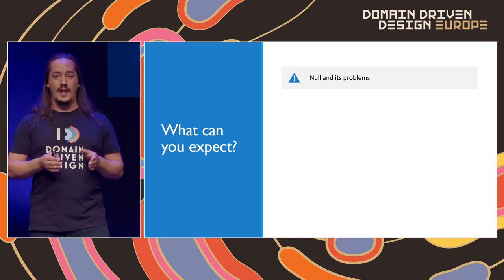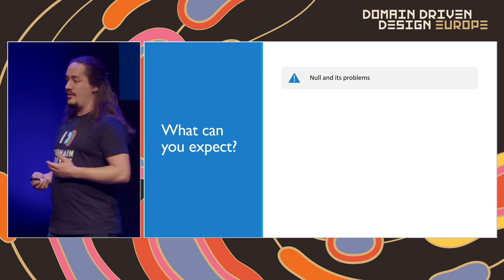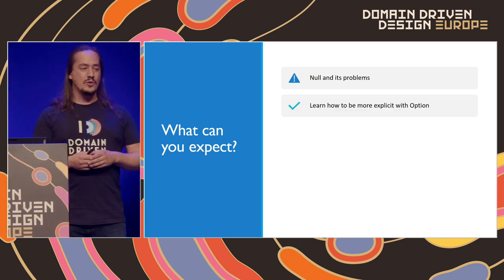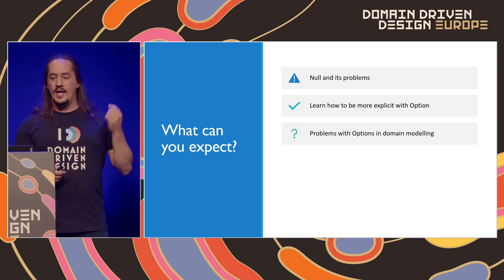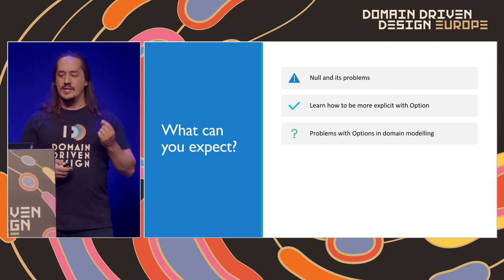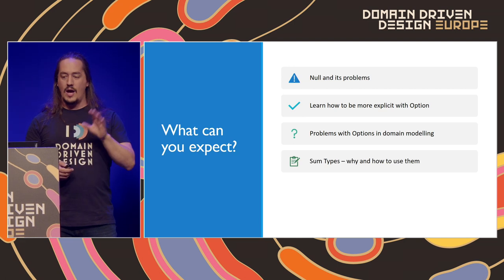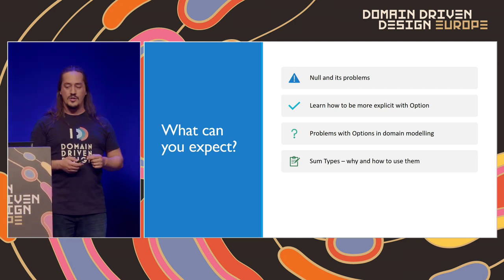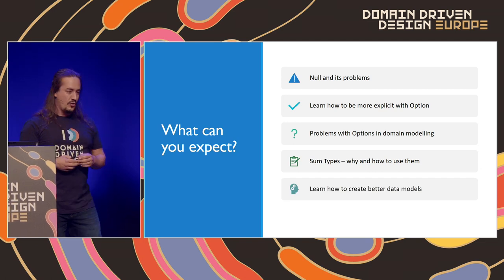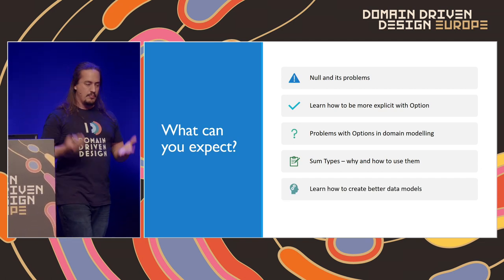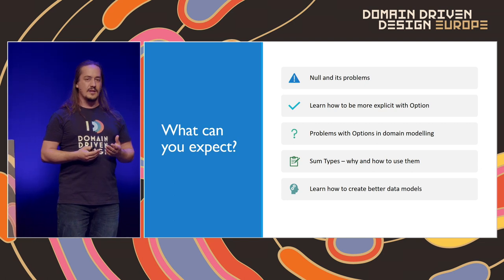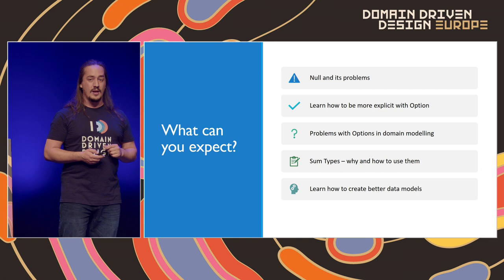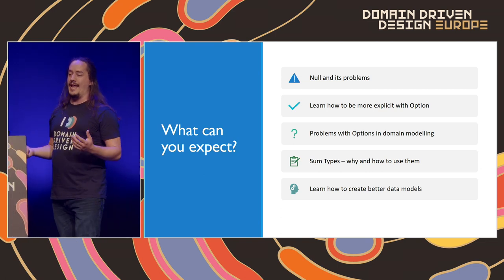We will talk about null and the problems the usage of null brings to your model. We will talk about how to be very explicit with options, problems with options, and how sometimes in your domain modeling some types could help you with solving the problems that the option type introduces. And in the end, you'll learn how to build better data models and be more explicit and more semantic in your domain model in general, not only when modeling nothing, but also when modeling anything else.